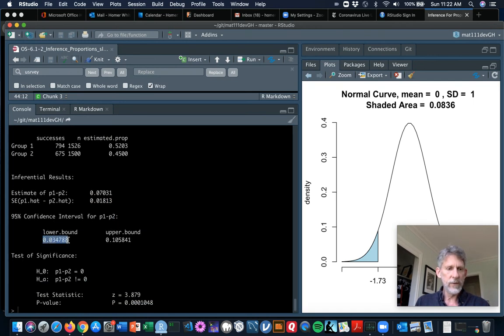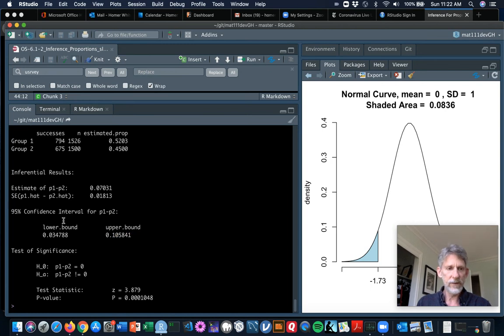Oh, and here's a confidence interval. It goes from 3.5% roughly to about 10.6%. We're 95% confident that P1 minus P2 is really in there. Notice that all of the values in the interval, everything from this number to this number, is a positive number. So there are no negative numbers in there. It would not be reasonable to believe, based on this data, that support for Trump's impeachment has declined. It would only be reasonable to believe that it has increased. And then we have our test of significance with the hypotheses laid out.